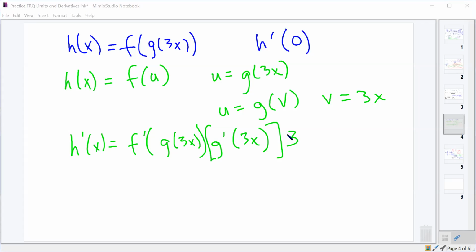And you probably, hopefully, recall that one of the ways that we wrote out the chain rule was the derivative of f of g of x is f prime of g of x times g prime of x. And that's exactly what we've done here. We've done f prime of g of 3x times the derivative of g, which was 3 times g prime of 3x. Everybody good with that or no?